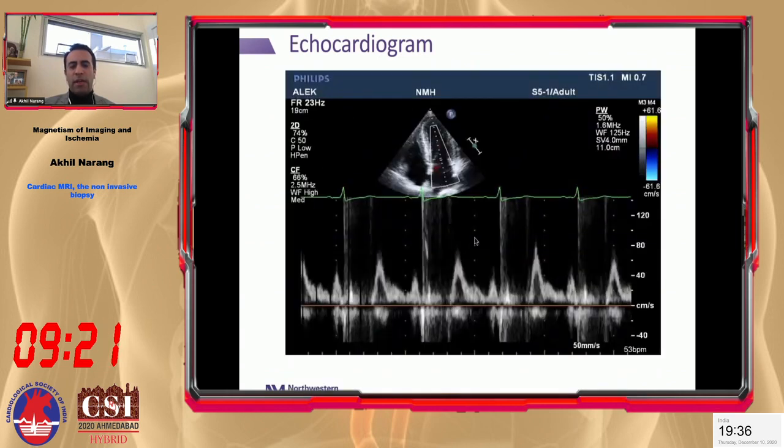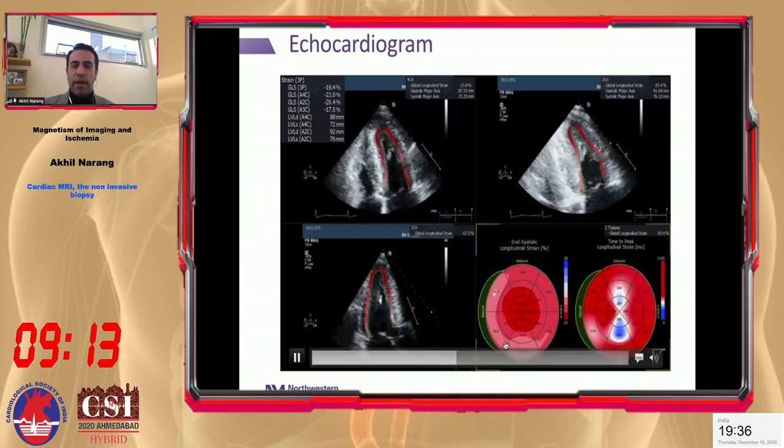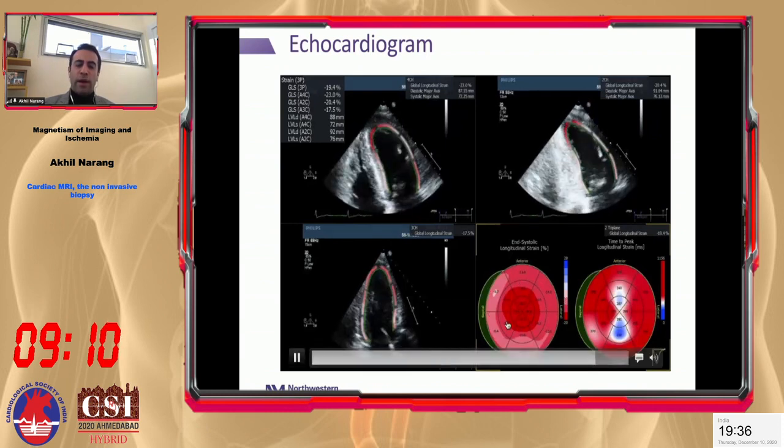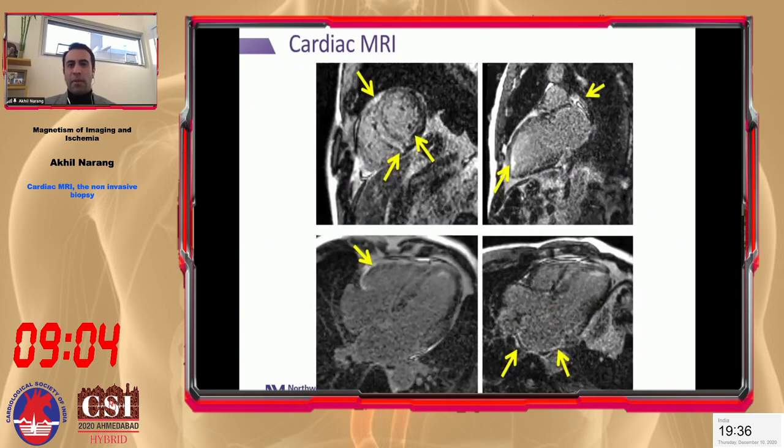You can see actually here on the Doppler imaging that there's maybe a restrictive pattern of the filling. And then here's the strain sequences that show the septal area of the strain is actually a little bit lower, and there perhaps is a little bit more what we think about apical sparing here. So we actually sent the patient for a cardiac MRI because I was not convinced this was hypertrophic cardiomyopathy.